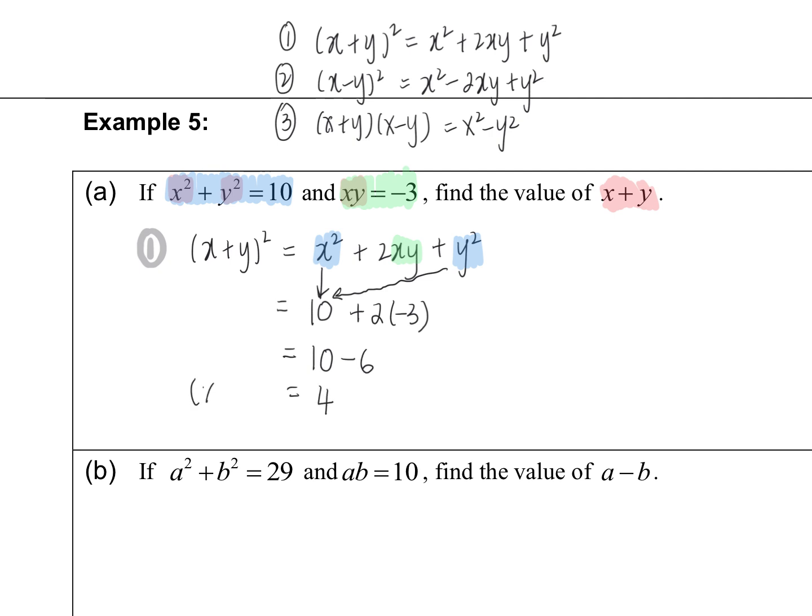But I don't want to find x plus y square. I want x plus y only. What should I do? Square root. So when you take a square root, remember you always have two answers. One positive, one negative. So it's 2 or negative 2. Okay, so you take a square root.